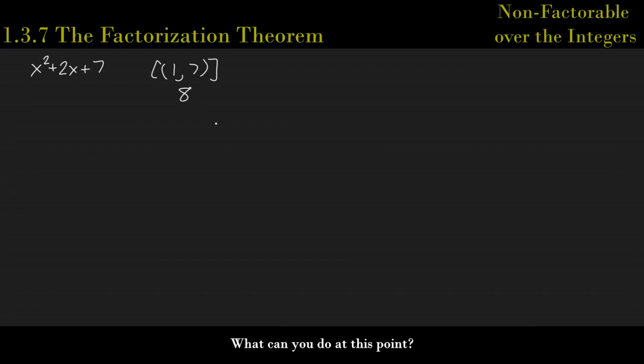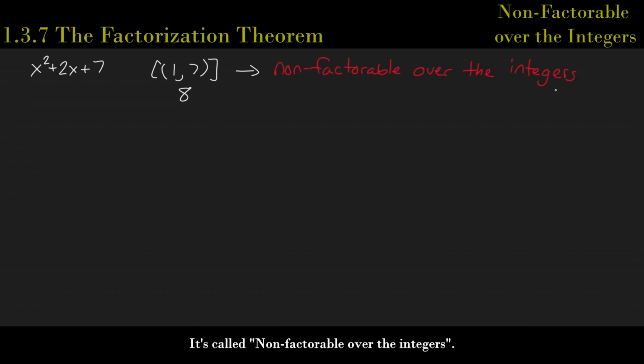What now? What can you do at this point? Well, as of right now, you can't do anything. You don't have the tools yet to be able to factor this polynomial. A polynomial like this has a specific title. It's called non-factorable over the integers. It means we won't get integers when it's fully factored. There'll be decimals or fractions.